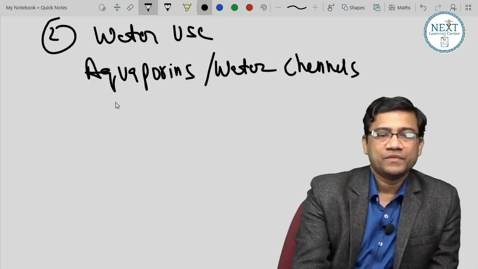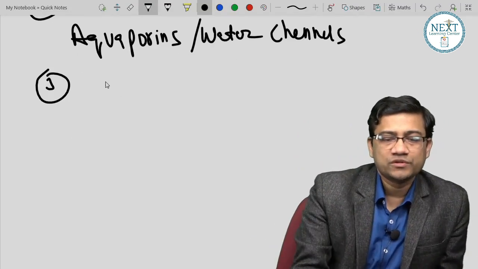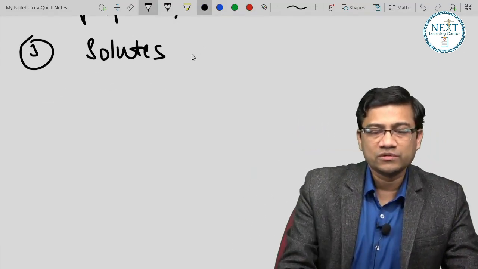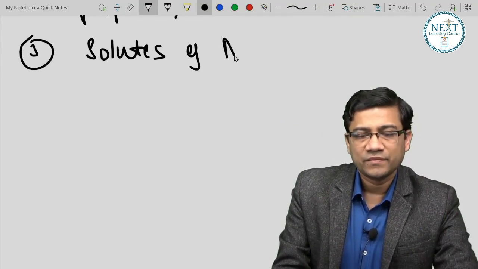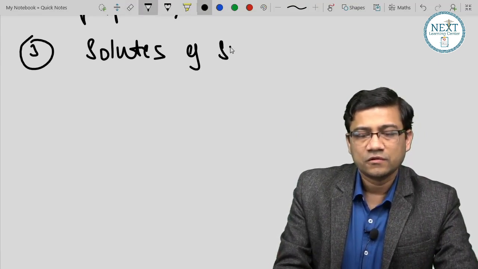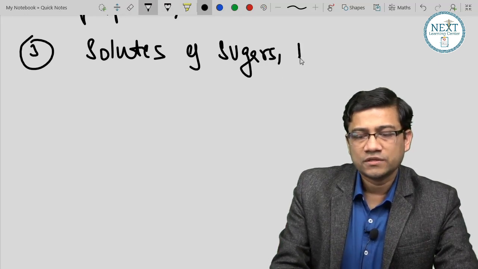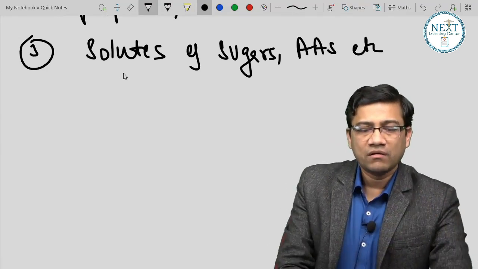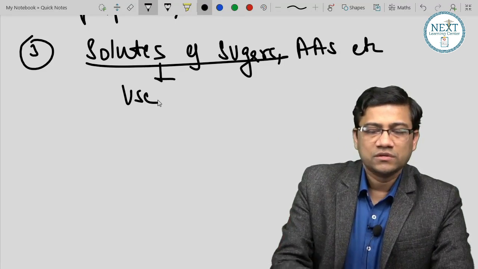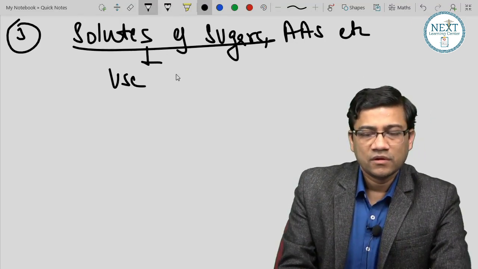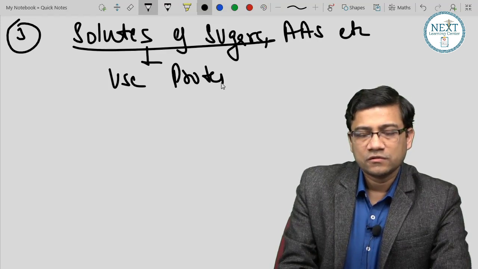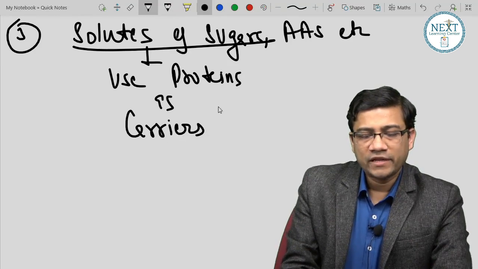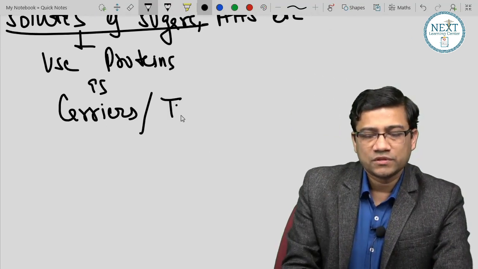Okay. Number 3, solutes. So what is the funda about the solutes? They are water soluble stuff. Example, we have sugars, amino acids, etc. Now again, can they cross the membrane? No, because they are water soluble. So that is why they use what? They use proteins as carriers or transporters.